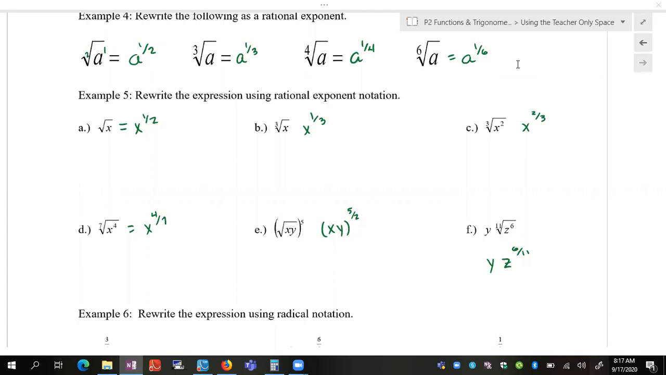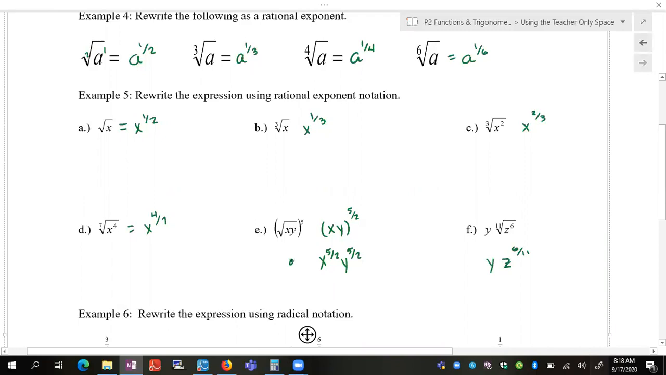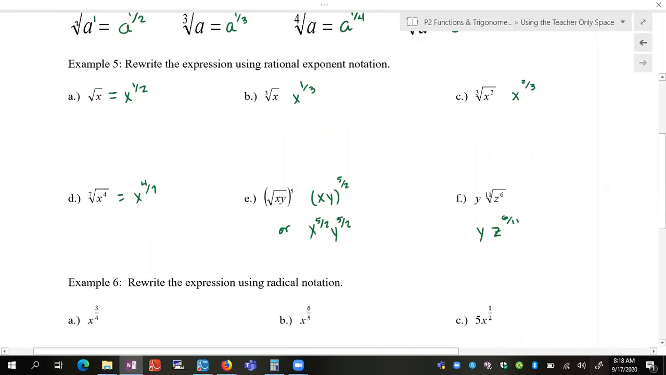Where you need to be careful is recognizing that the only thing that has the exponent in this example is the Z. So when two things are next to each other without parentheses, the exponent only attaches to the thing that's immediately to its left. So that'd be this guy right here. So technically in example E, I could have expanded this a little bit further and called this x to the 5/2, y to the 5/2. If you didn't though, it's not a big deal. So both of these are acceptable. And technically for F, you could have, if you wanted to, put the Z in a parentheses as well.